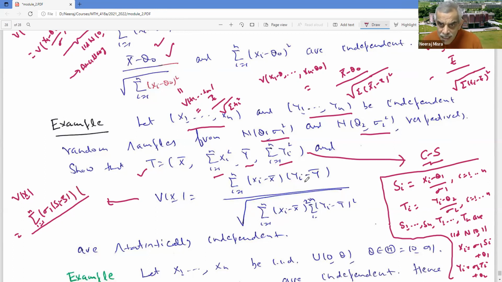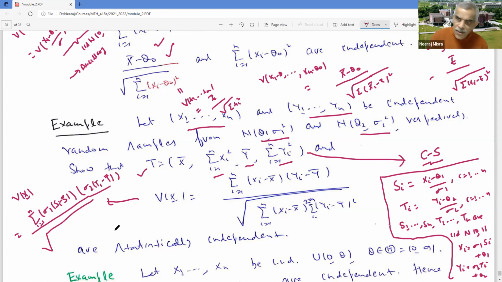All right. What does Yi minus Y bar become? By the same logic, Yi is sigma 2 Ti plus theta 2. So Y bar would be sigma 2 T bar plus theta 2. When you look at Yi minus Y bar, theta 2 gets cancelled. You get here sigma 2 (Ti minus T bar). All right.